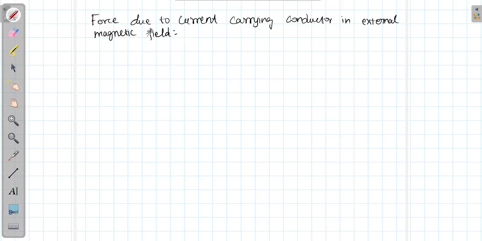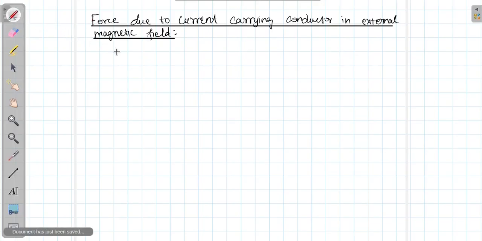See, for this particular case, we don't have any derivation in the textbook. Also, in board examination, it is very rare. It is not a frequent question, but we still see how it is derived.